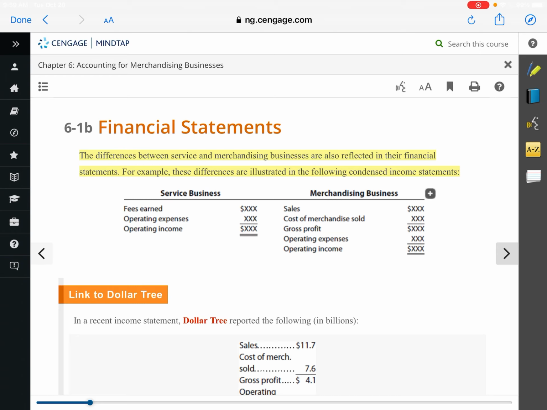All right, so let's look at our homework. In our homework, same type problem. It's just asking you to solve a different part. This says for a recent year, Best Buy reported sales of $42,879 million. Gross profit was $9,961 million. What was the amount of the cost of merchandise sold?